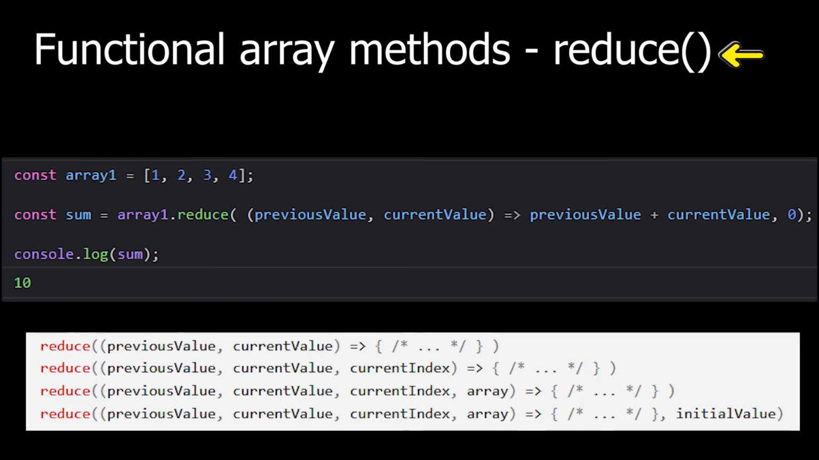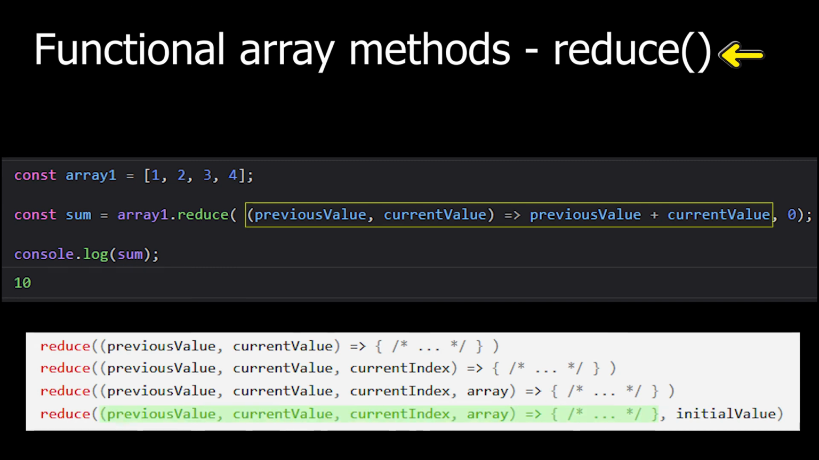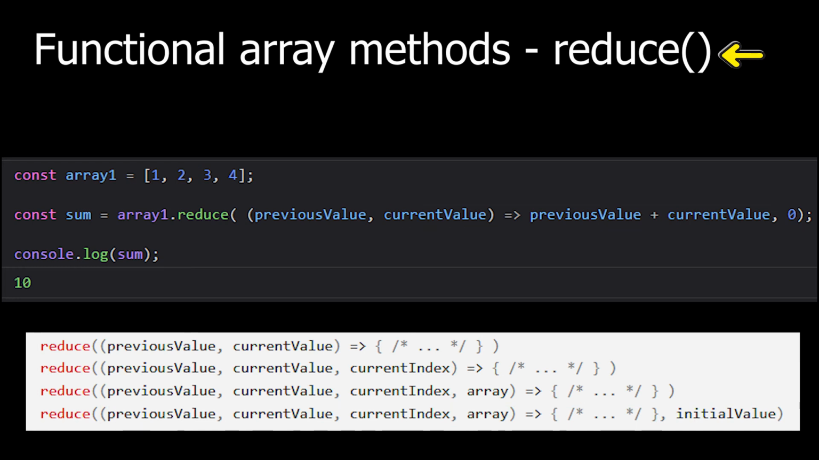There are more functional array methods to explore, but the last one we'll look at is the reduce method. The reduce method executes a reducer callback function on each element of an array. The purpose of running a reducer function sequentially on all the elements is to ultimately produce a single value. For example, here we have an array of numbers 1 through 4. If we want to calculate the sum of all the elements in the array, we can do so in various ways, but I'll demonstrate this using the reduce method.